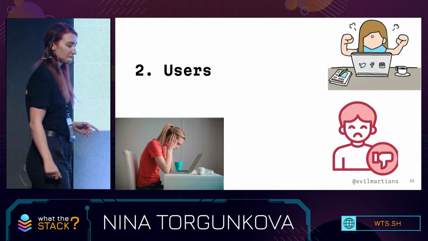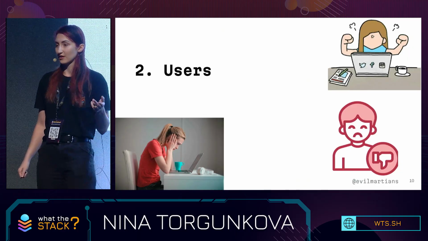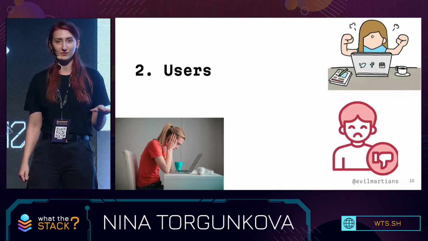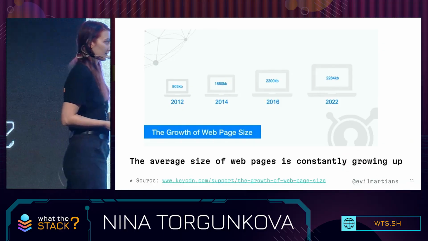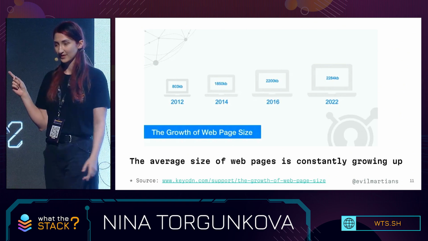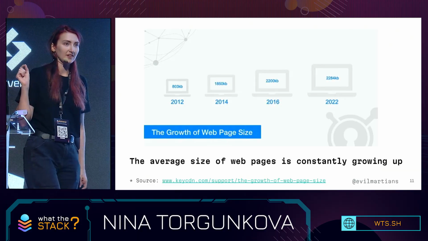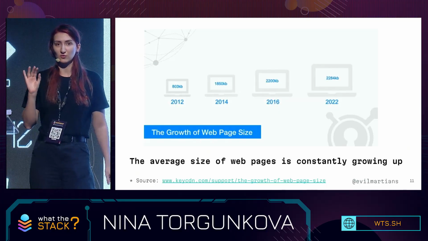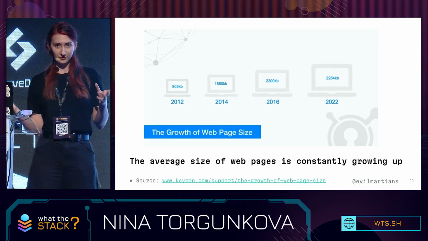The second type of people who suffer from the increasing complexity of the web development world are users. And we know that if users suffer, everyone else will suffer later. But here is one important fact. The average web page size is growing every year. And if in 2012 the average web page size was about 800 kilobytes, then just 3 years ago it was about 2,300 kilobytes. That's a big growth.